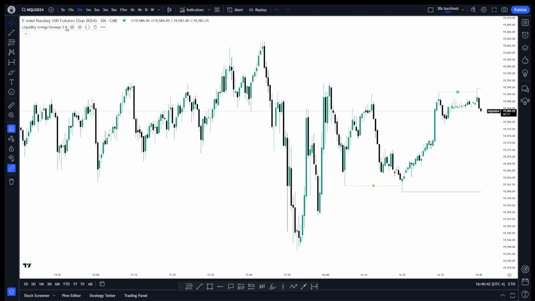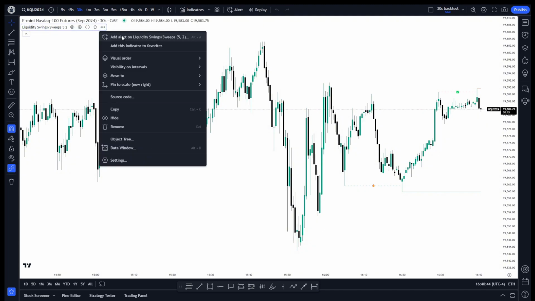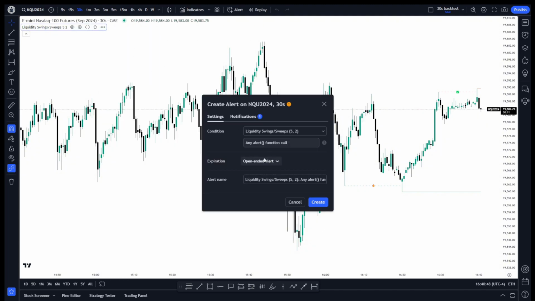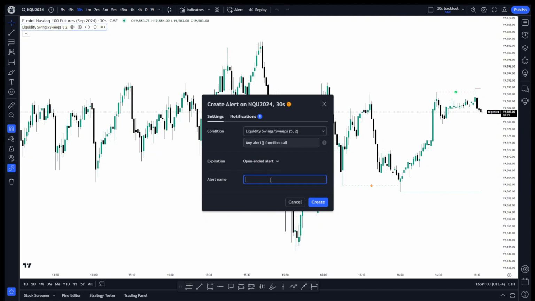So if you're not in replay mode, you can move over the indicator and you can click on Add Alert on Liquidity Sweeps, and you have the ability to enter the alert name. Everything else you can keep the same. You don't need to put a date. The general rule for the alert name is keeping the name descriptive so you know what's going on.